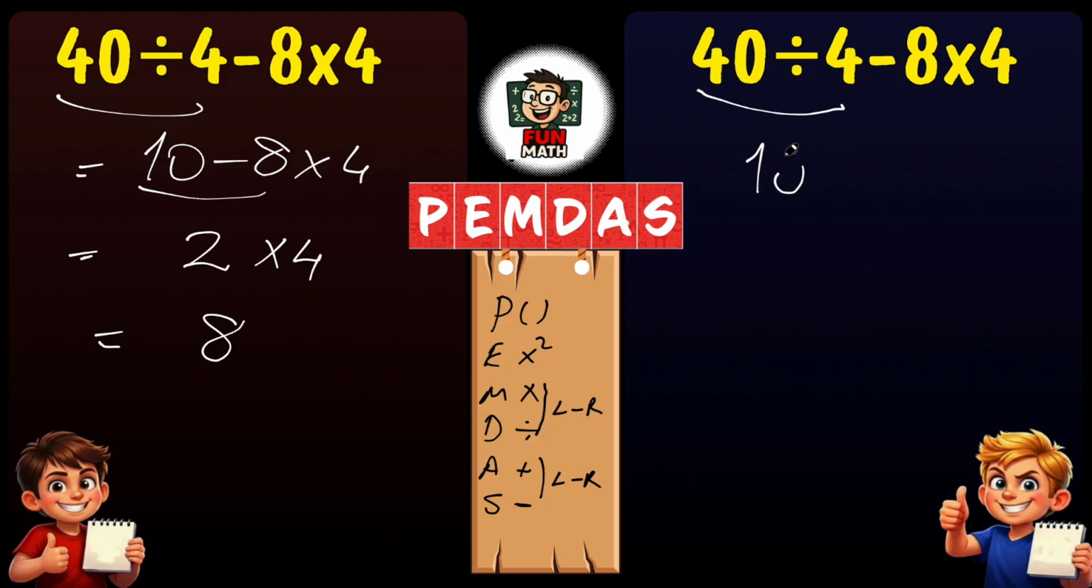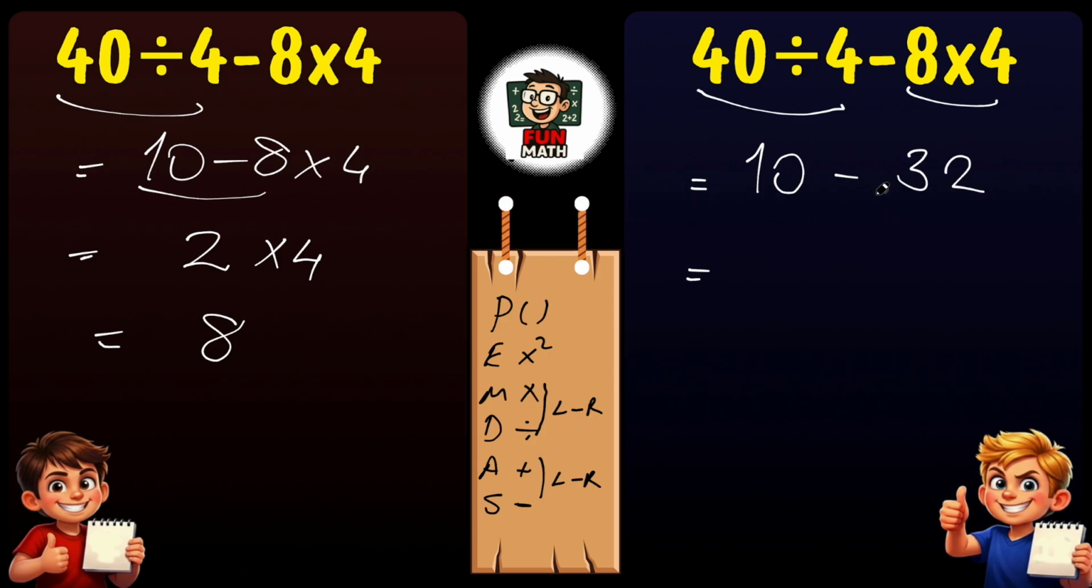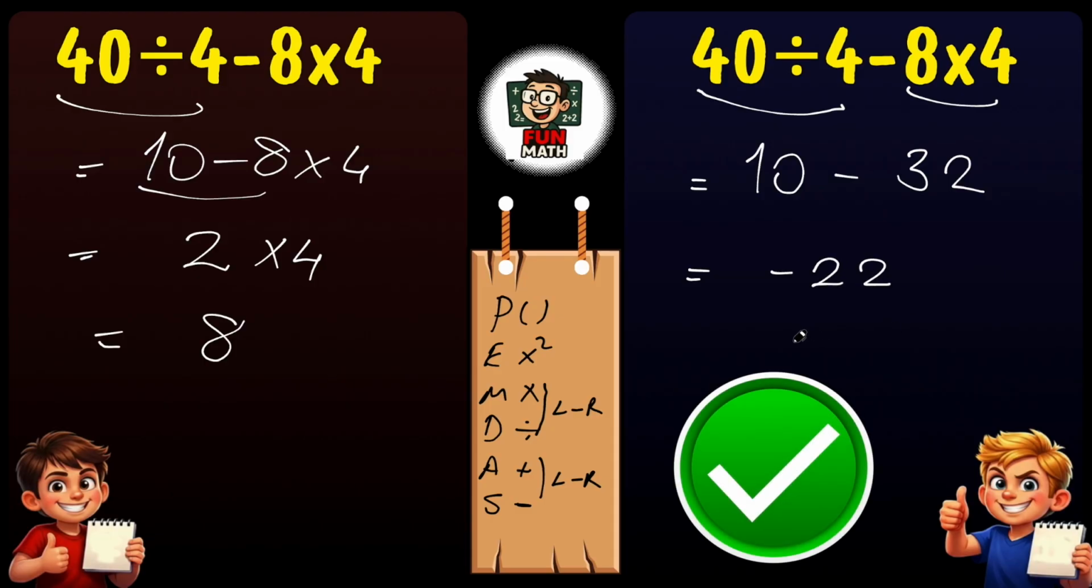40 divided by 4 equals 10. 8 times 4 equals 32. Now let's do subtraction. 10 minus 32 equals negative 22. The answer is negative 22.